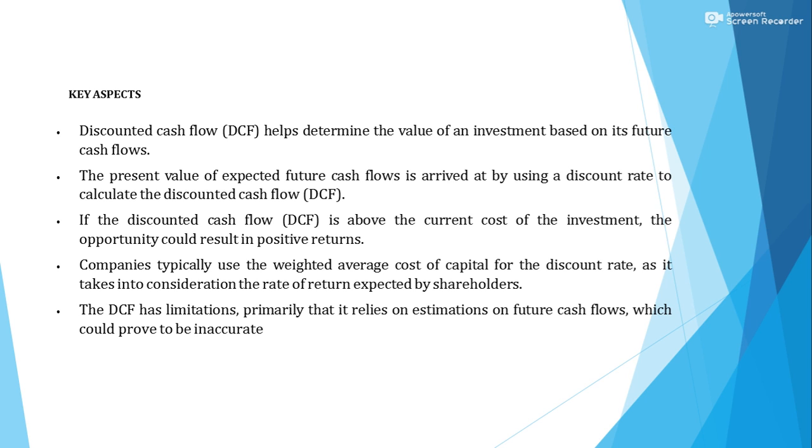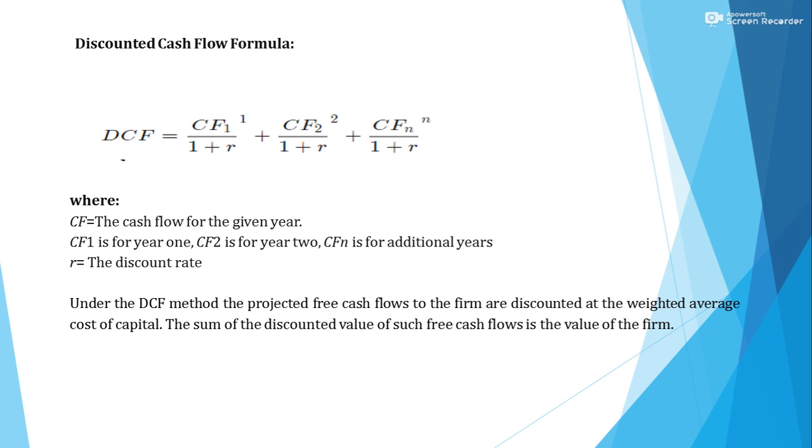Companies typically use the weighted average cost of capital as the discount rate, as it takes into consideration the rate of return expected by shareholders. Also, the DCF has a limitation: it relies on the estimation of future cash flow, which could prove inaccurate.